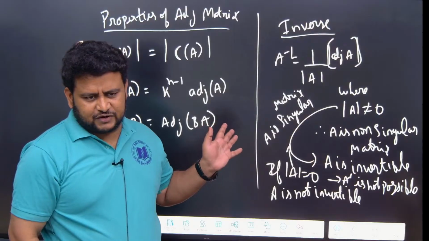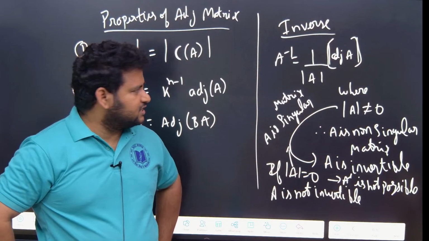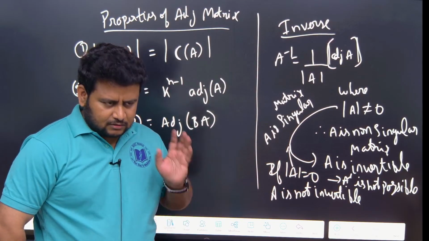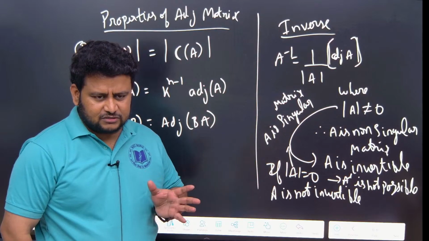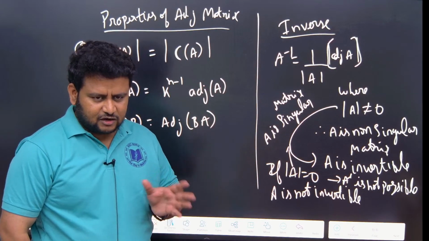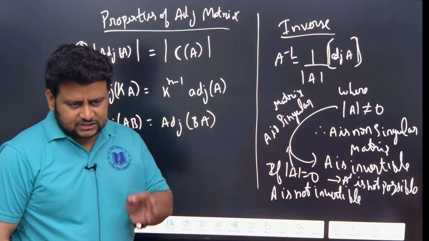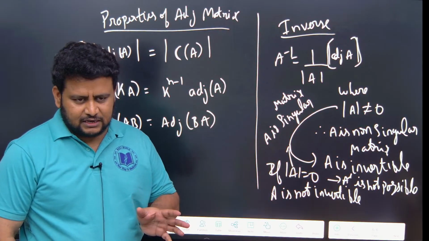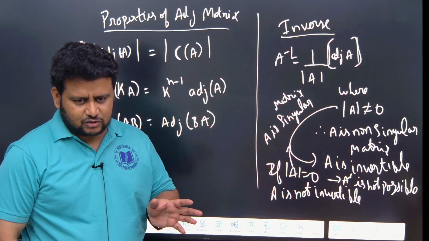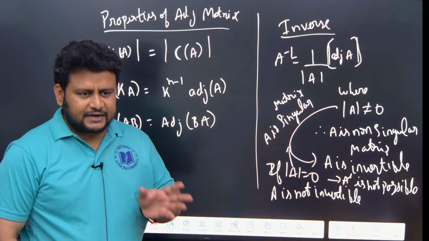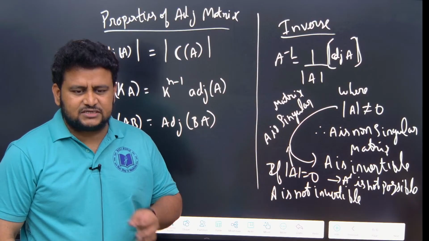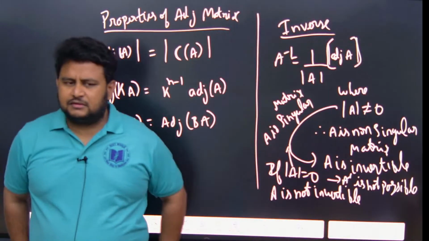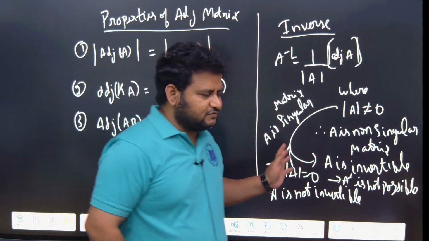First thing, I told you the shortcuts to find A inverse and also adjoint. Another thing: A inverse is nothing but adjoint of A divided by det of A. And most importantly, det of A should not be equal to 0. Whenever det of A is not equal to 0, that matrix is called a non-singular matrix, and A is invertible. When det of A is equal to 0, that matrix A is called a singular matrix. Then A is not invertible and A inverse does not exist. Understood everyone? Clear? Got it? So this is about the inverse of a matrix.